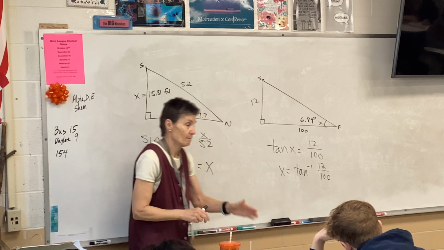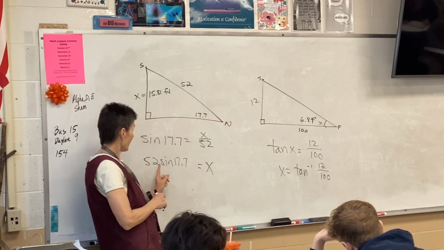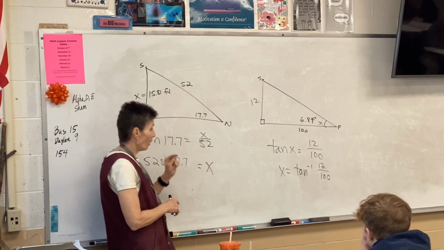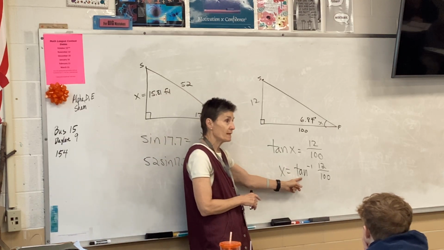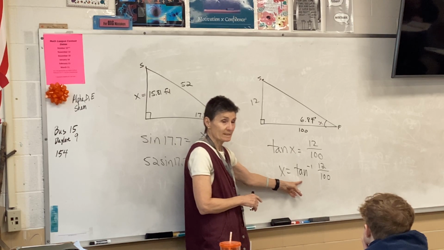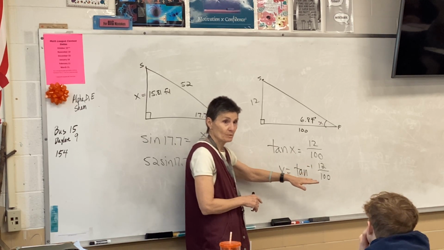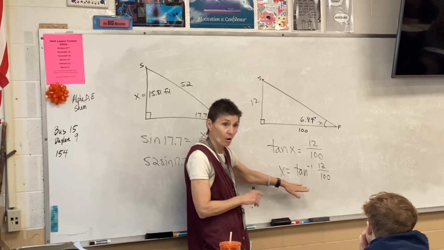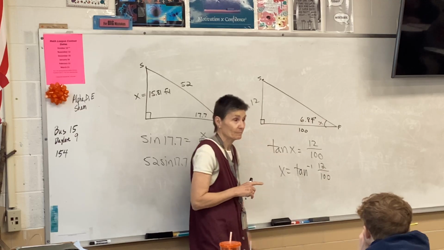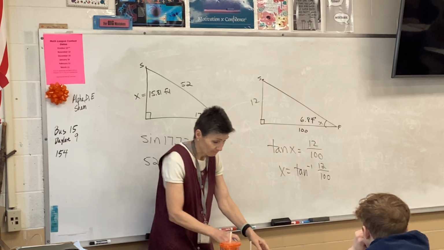One more time. On this problem, I used my regular sine button. On this problem, I used my second tangent button. What's the difference? I use this button only when I'm finding degrees, when x is my unknown.